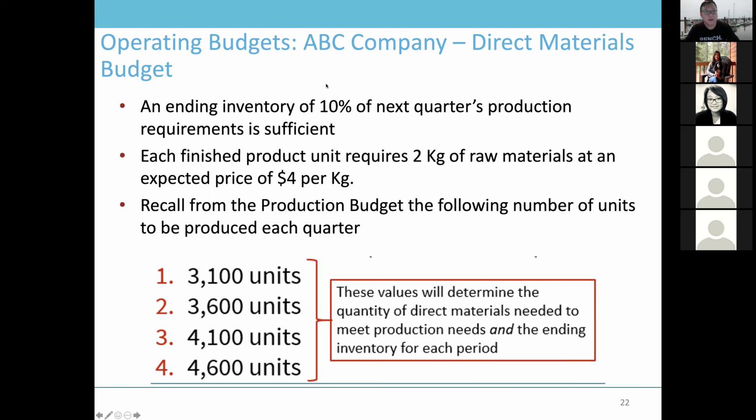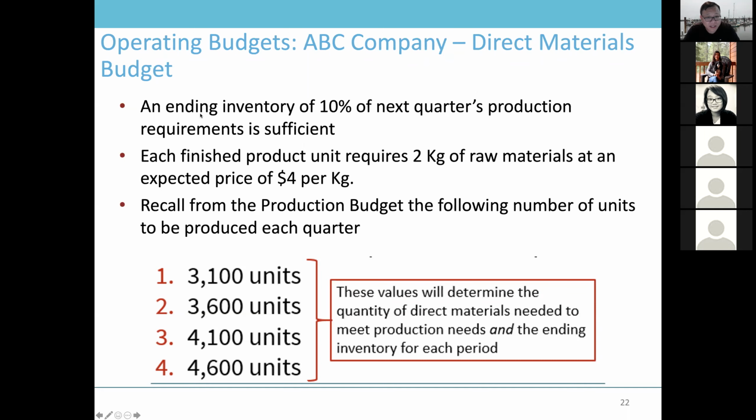Okay, so do I still have time? What time is it? Okay, I still have 10 minutes. So let's see this example, the same ABC company. We have done the sales budget and the production budget. So now let's work on the direct materials budget.